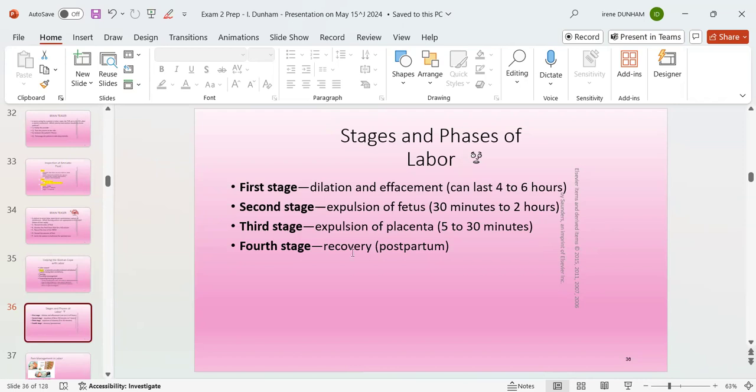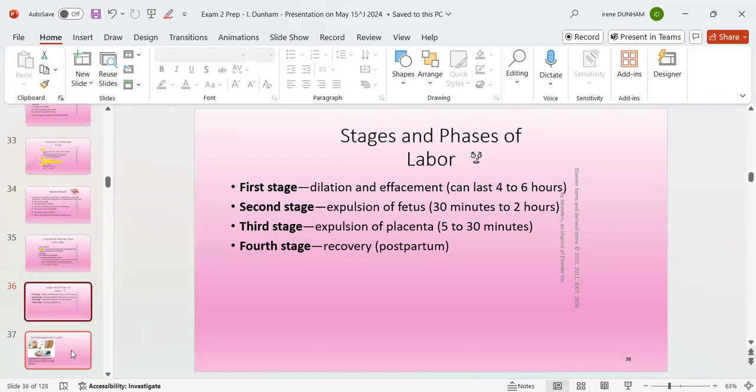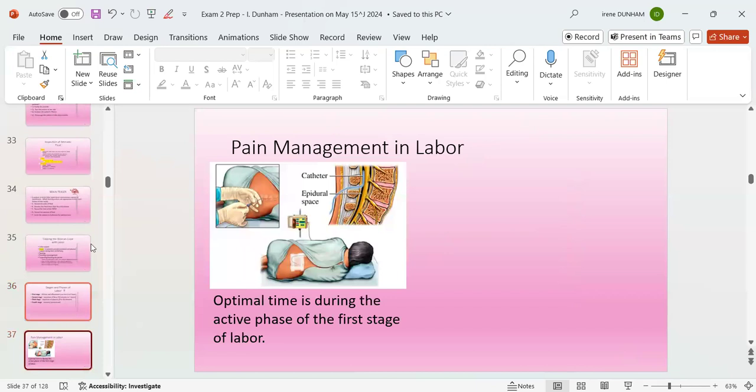Then you have the fourth stage of labor, which is your recovery, a special time called postpartum. That can last 1 to 2 hours after birth. Then, of course, she goes home, and those 6 to 8 weeks are called the postpartum time. All righty, so let's talk about a little bit of pain management in labor.